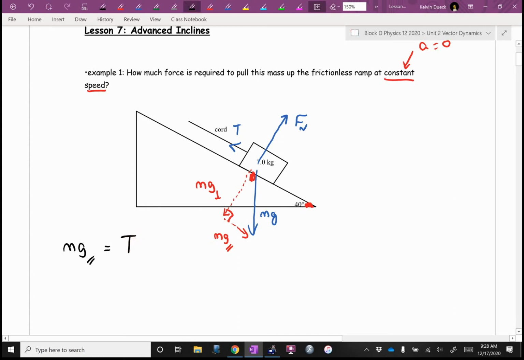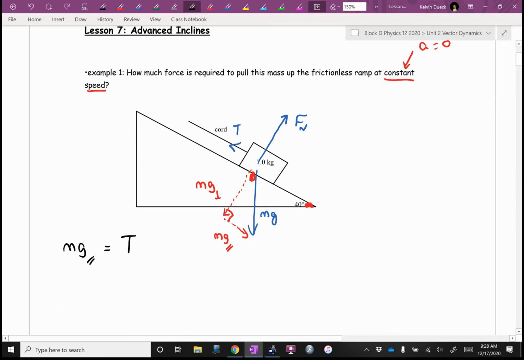What's this question asking me to find? When it says how much force is required to pull it, there's no F applied in my diagram. That's a bad guess. I'm sorry, but that's a bad guess. How much force is required to pull this mass up the frictionless ramp? Which force is doing that in my diagram? It's asking me to find tension. I can't, but you know what I can find? mg parallel, which conveniently is the same size as tension.